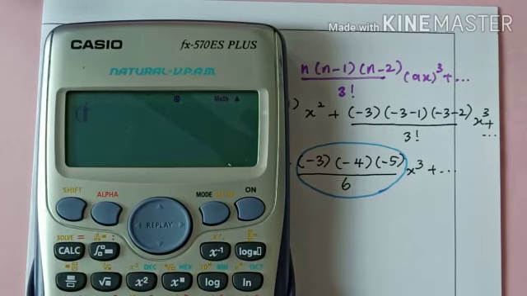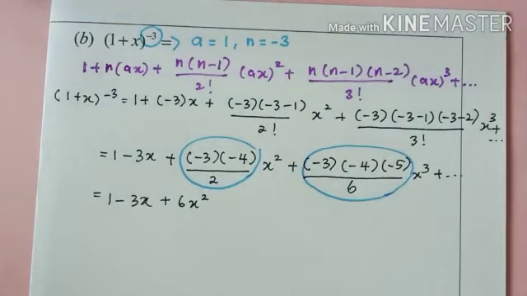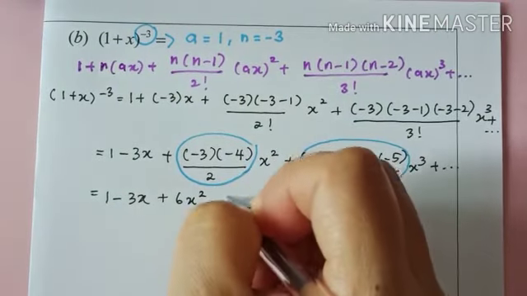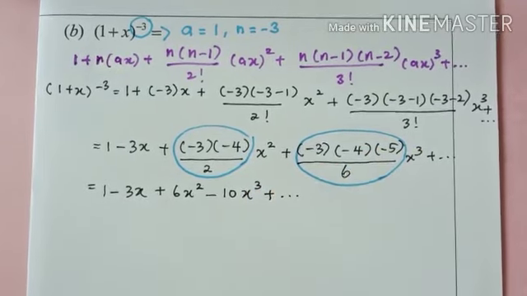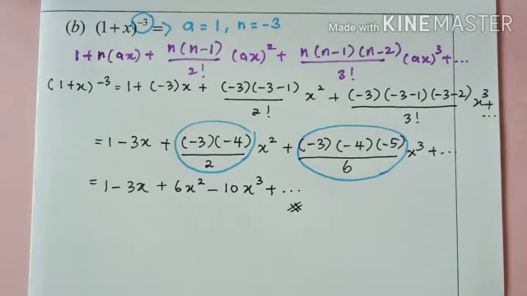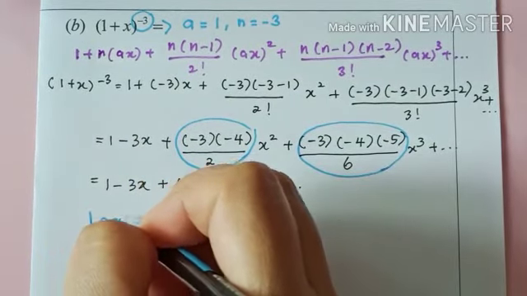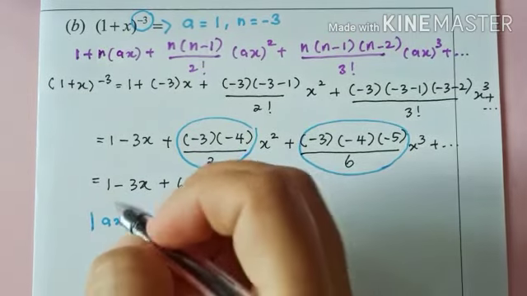Negative 3. Don't forget to put the bracket. Times negative 4 times negative 5. Press the equal button, then you divide by 6. So we get negative 10, minus 10x cubed. And this expression is valid for this condition, modulus of ax less than 1.